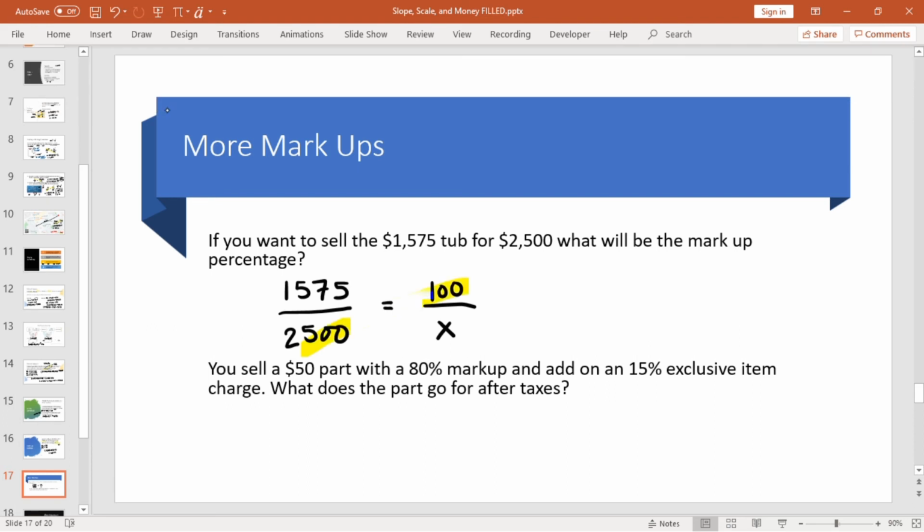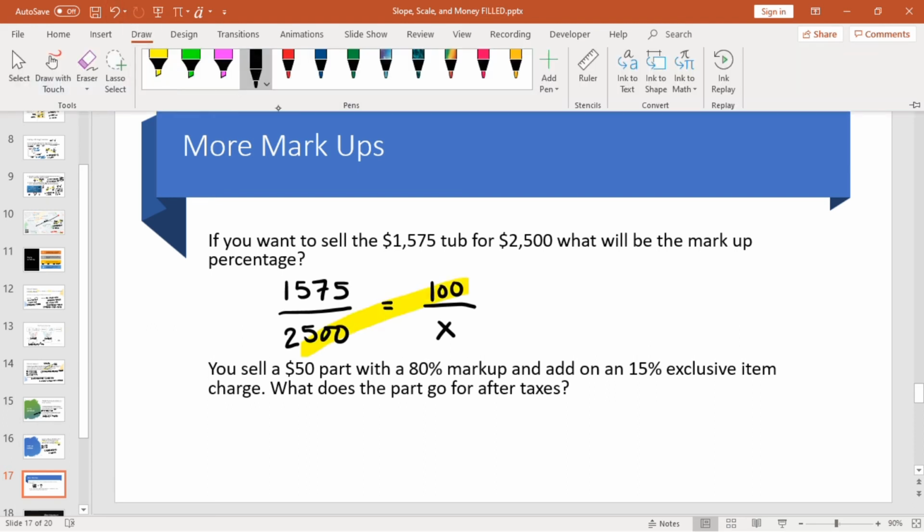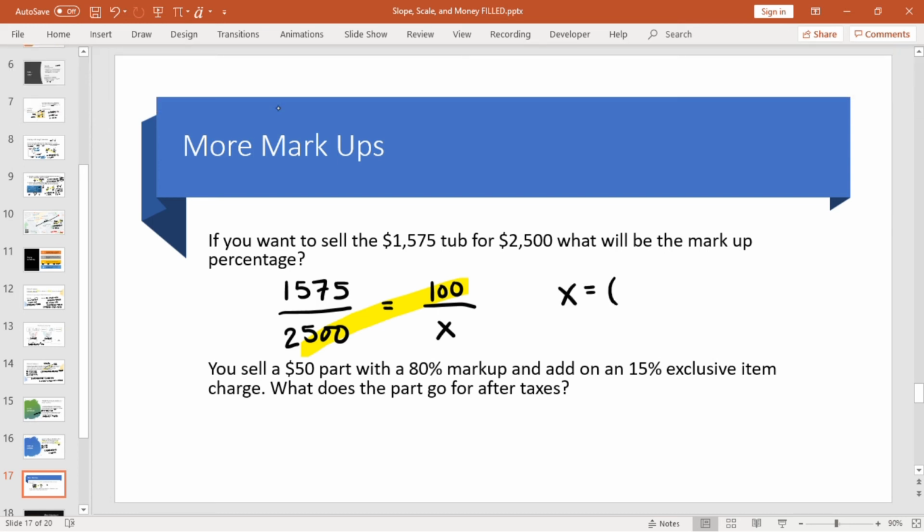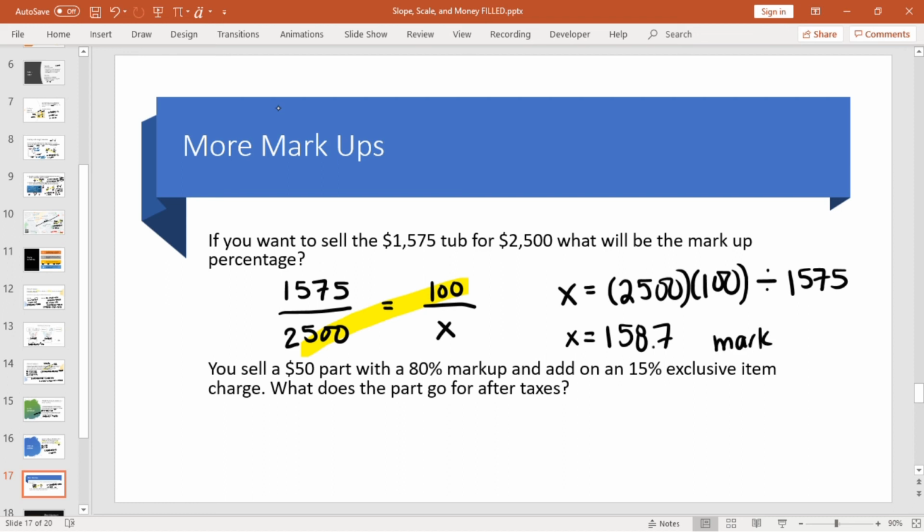So once again, we're going to magic banana this, and we're going to find out that X is going to be, the yellow guys get to multiply, the leftover divides every single time. So X is going to be 158.7. So what does that mean? If we had 100% and we're selling it for 158.7%, our markup is 58.7%, okay? So the original 100% plus a 58.7% markup.